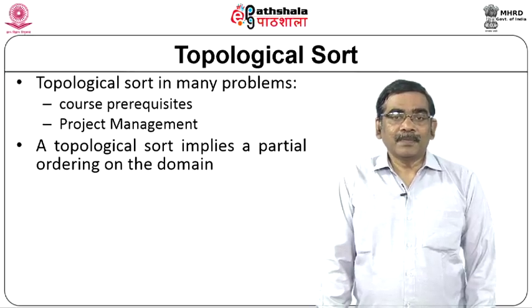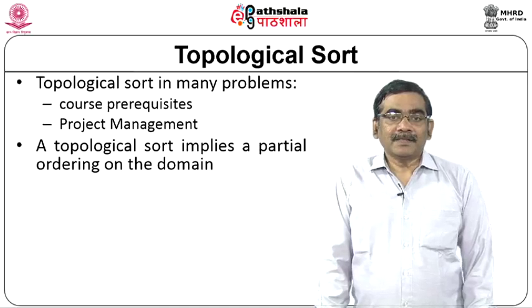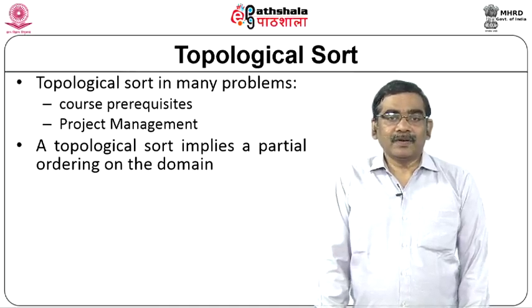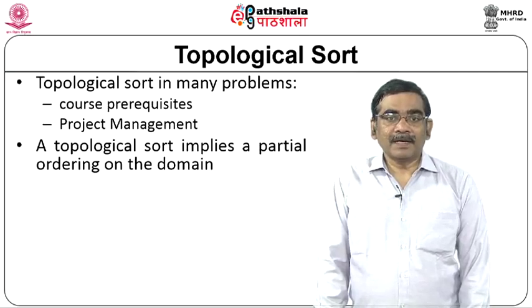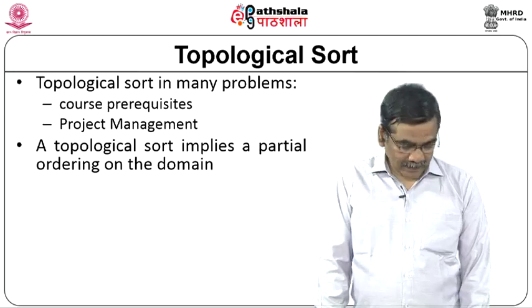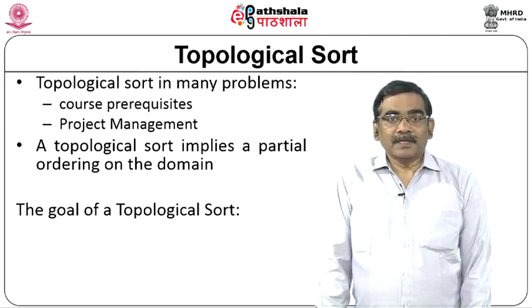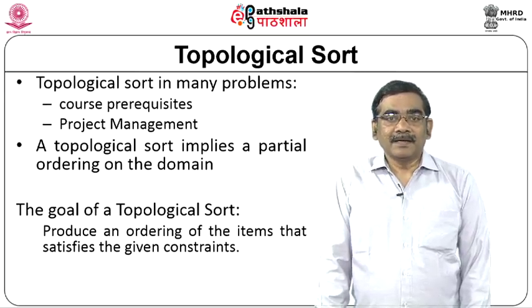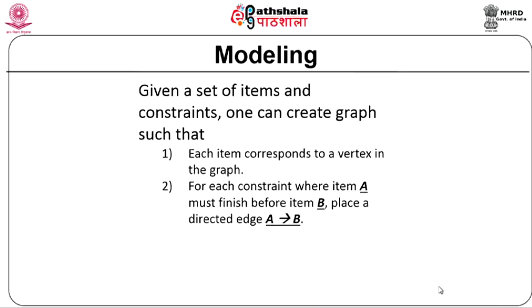In other words, all the elements have a certain order imposed on them. I have to sort without violating the order that is imposed on the elements. This kind of sorting is what we are calling the topological sort. So, the goal of the topological sort is to produce the order that satisfies the constraints given as part of the problem. So, we can easily model these problems as a graph.